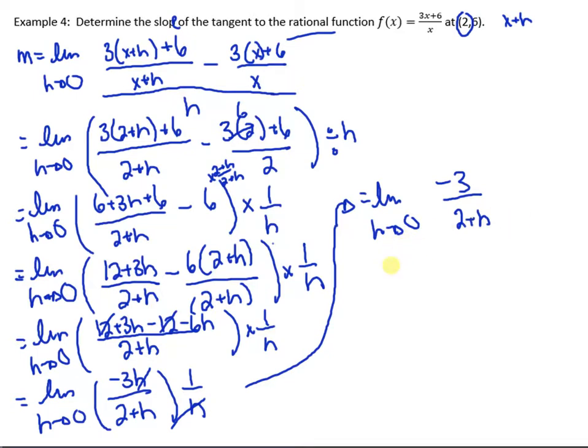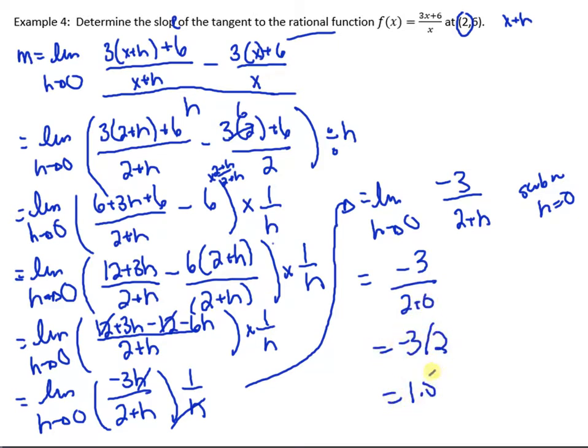Now, we're going to sub in. So sub in h equals 0. And this is where we drop this limit. So negative 3 over 2 plus 0. I get negative 3 over 2. In other words, negative 1.5. So the slope of the tangent to this rational function is negative 1.5.